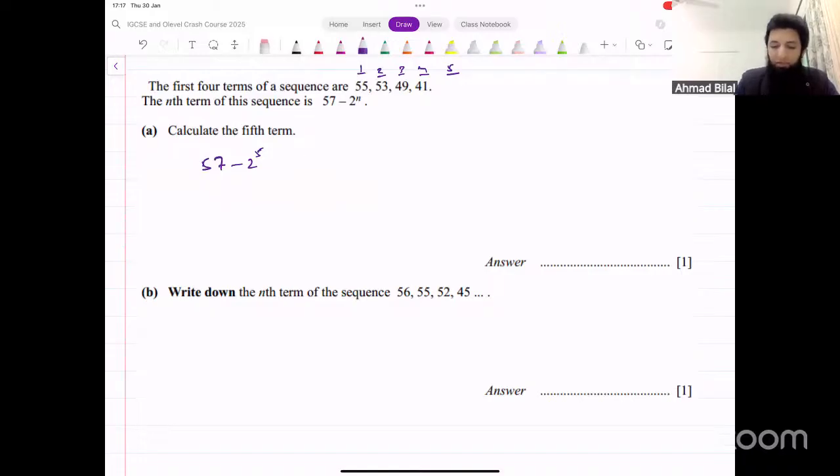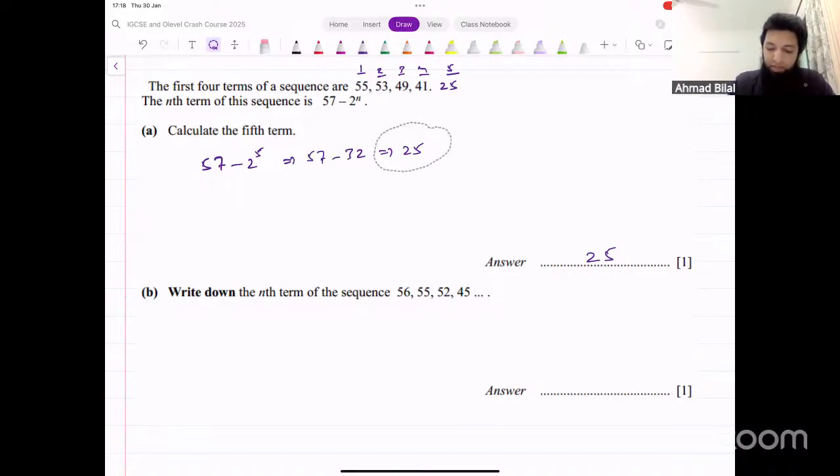What would that be? 57 minus 2 raised to the power 5. What's that? 2 raised to the power 4 is 16, 2 raised to the power 5 is 32. 57 minus 32 gives us 25. We write that here. This is 25. Now, this is an exponential sequence, right? This is an example of how it could be tested.